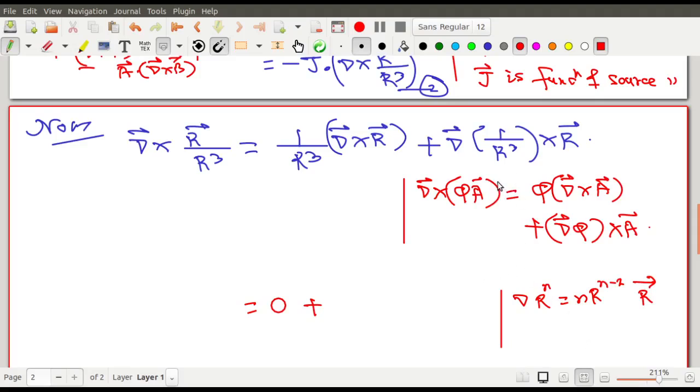So grad of 1 by R cube, who is n over here? The role of n is played by minus 3. Minus 3 R to the power minus 3 minus 2 into R vector. Right? And then cross R vector. There was already an R vector. You may put these things. Okay, let me write it in a neat and clean way.